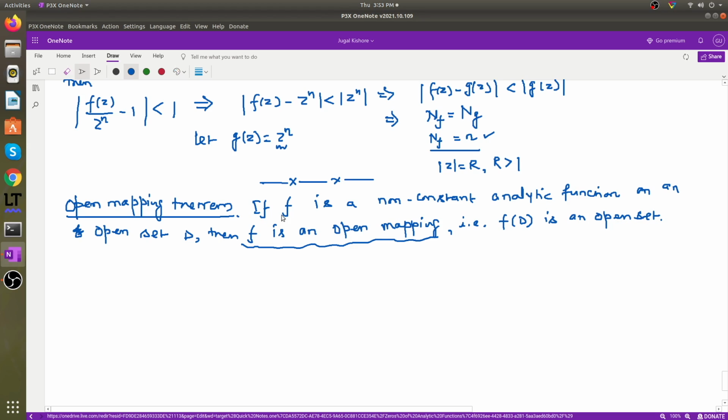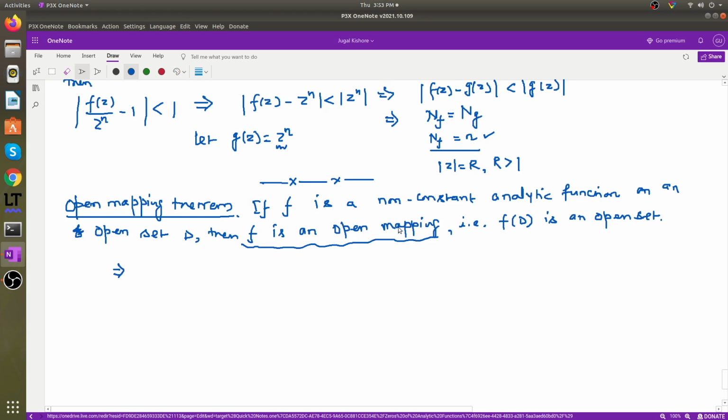So the open mapping theorem is just saying that if f is a non-constant analytic function in an open set D, then the image of D under f will always be an open set. So this is the open mapping theorem. We will do the proof of this theorem, but before this, we are interested to see that we can also have a generalization of this result.